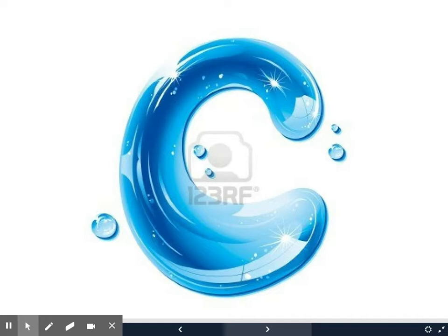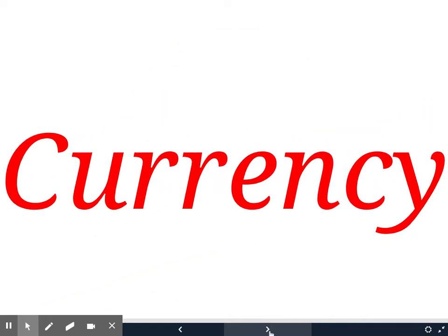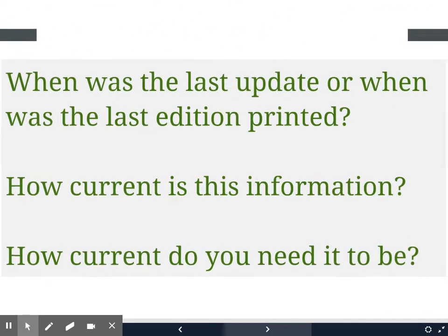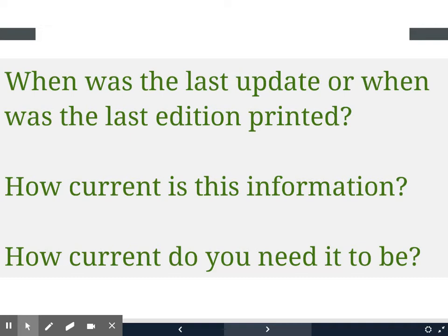We're going to start with the C in CRAP, and that stands for currency. Now, when you are evaluating online resources, currency does not mean money. It means when was the last update or when was the last edition printed? How current is this information and how current do you need it to be? You can find this information at the bottom of the home page of a website. Sometimes it just has a copyright date and sometimes it says last update. Now, it all depends upon the information you're looking for.